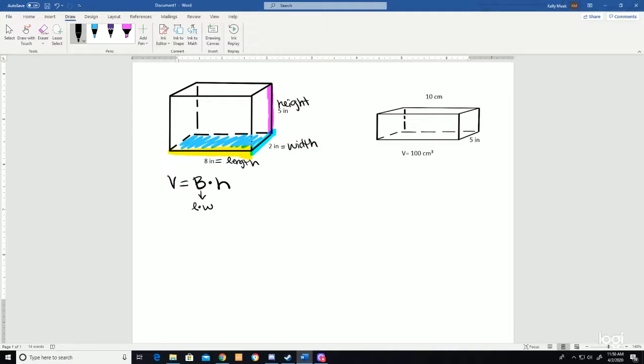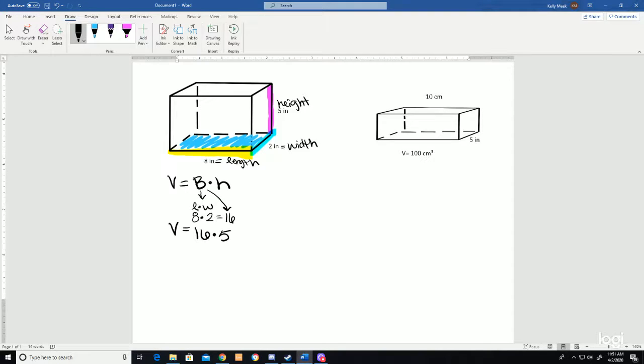Makes it easier if you label it all. So let's go ahead and plug in these numbers. The first thing I have to do is find big B. Well, big B again is going to be length times width. My length is 8 times my width, which is 2. What is 8 times 2? It is 16. So my big B right here is going to equal 16. And then now I just have to multiply it times the height, which is 5.